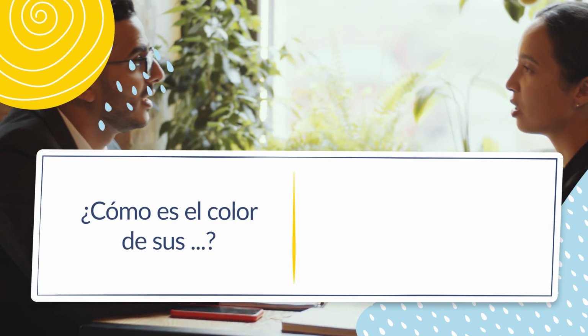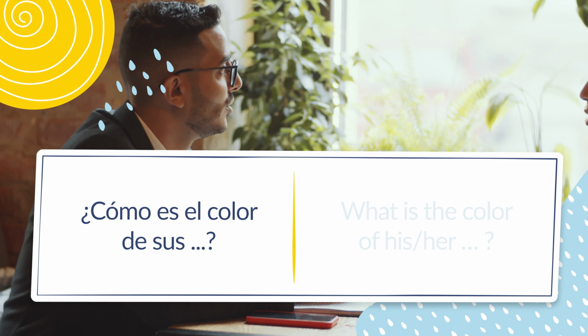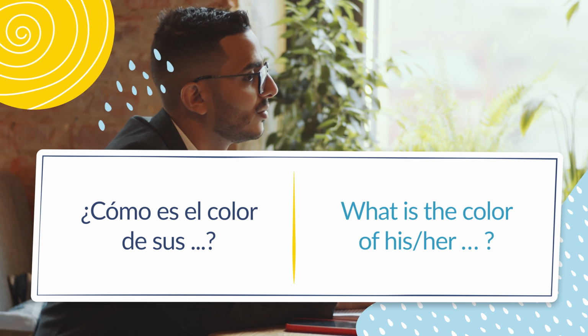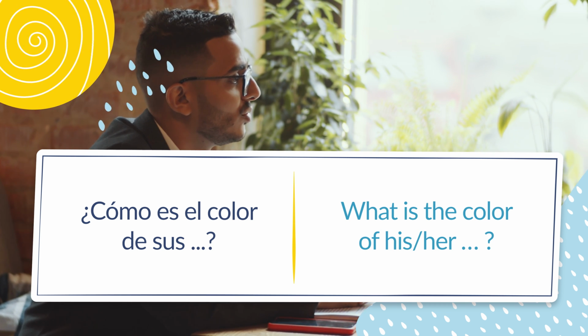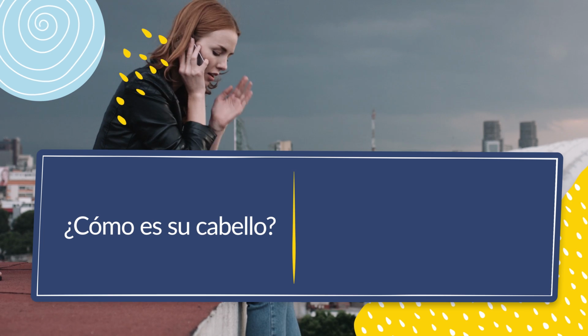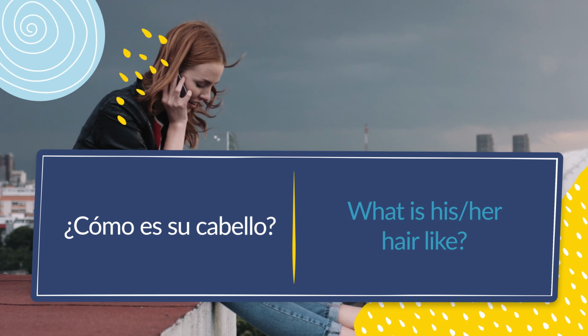Perhaps you then get curious about the specifics of this person's features. And you might start asking questions like, ¿Cómo es el color de sus? Which means, what is the color of his or her? And you can finish the sentence with asking about their eyes, their hair, or whatever you'd like. However, when asking about hair specifically, a common phrase you'll hear is, ¿Cómo es su cabello? What is their hair like?